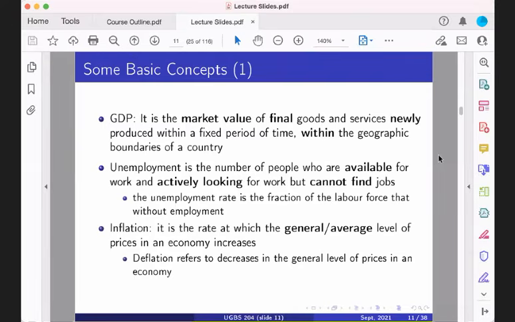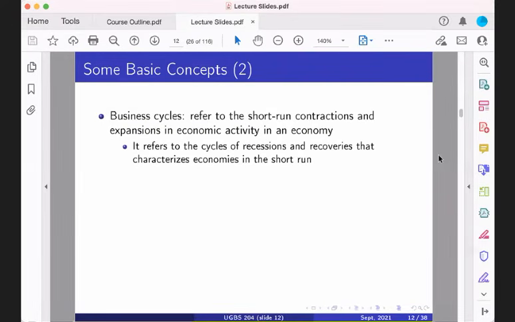Then there's this thing too called business cycles, which refers to the short run contractions and expansions in economic activity in an economy. So we are looking at the cycles of recessions and recoveries that characterize economies in the short run. These are concepts that you should try and be familiar with.